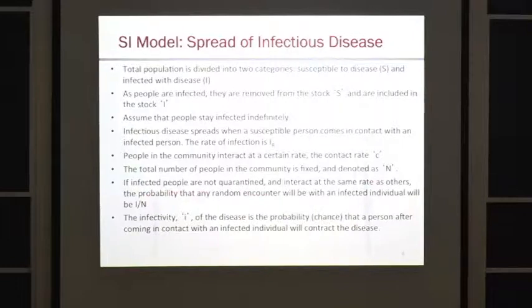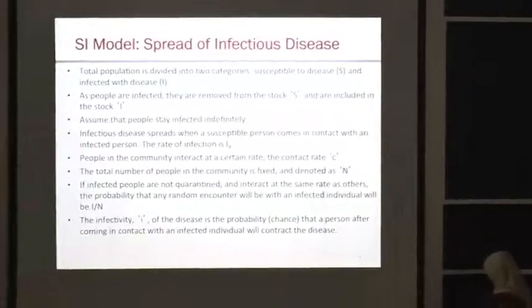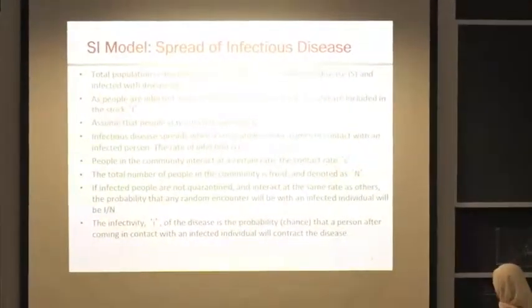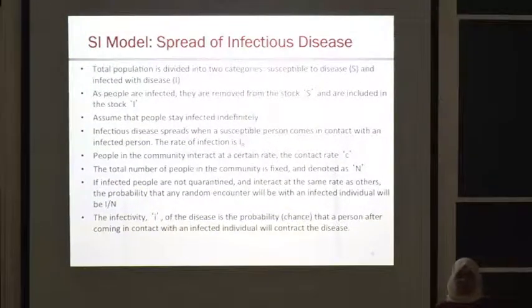Then the probability that any random encounter between two people will be with an infected individual is I over N, right? So I is your infected population, and N is the total population. Okay, this will represent the likelihood that on any two people encountering each other, one of the individuals will be infected. Okay, it's just I over N. So let's say in the population, 30% of the people are infected, essentially saying that you have a 30% chance of coming in contact with an infected person.